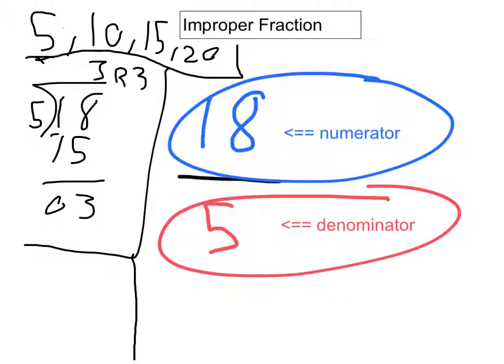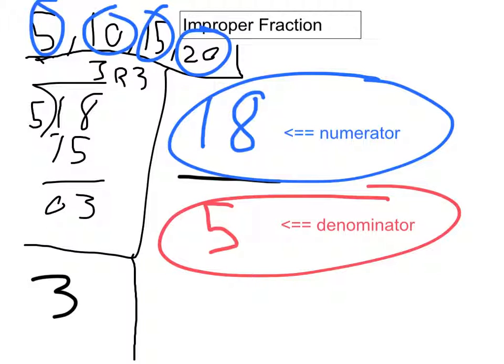First, we need to know how many times 5 goes into 18. So 5, 10, 15, and 20. But 20 is too much. So it goes into 18 3 times and a little bit. So if we divide 18 by 5, you get a 3 with a remainder of 3.